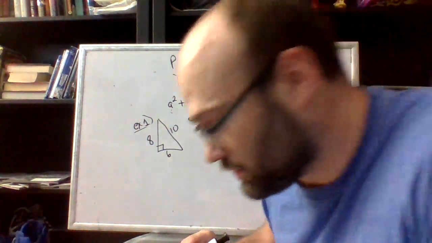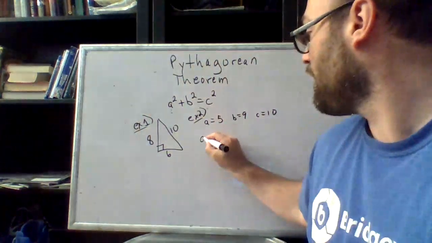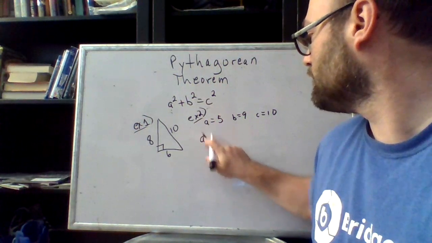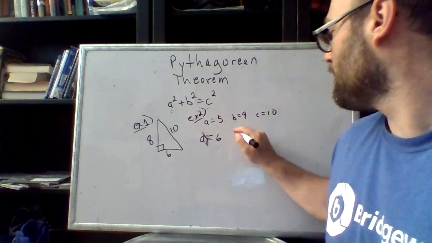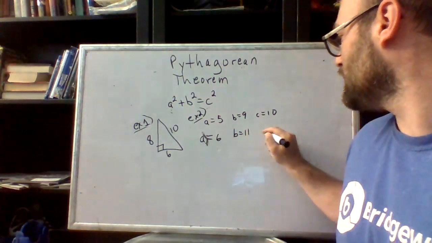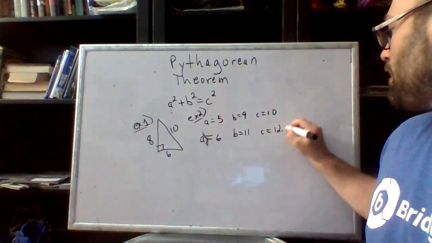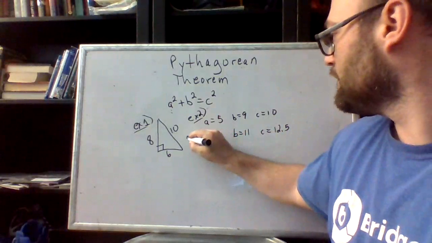Let's do one with decimals. Let's try that. It won't be exact, but it'll have to be close. Okay, so keep that in mind. So A is 6, B equals 11, and C equals 12.5 here. Number 3.